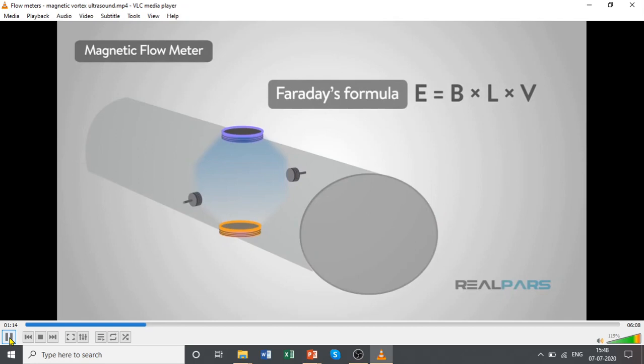Firstly, again, the liquid must be conductive. A voltage is measured that is dependent on the average velocity of the liquid, times the strength of the magnetic field, times the length of the conductor. This is the distance between the electrodes.